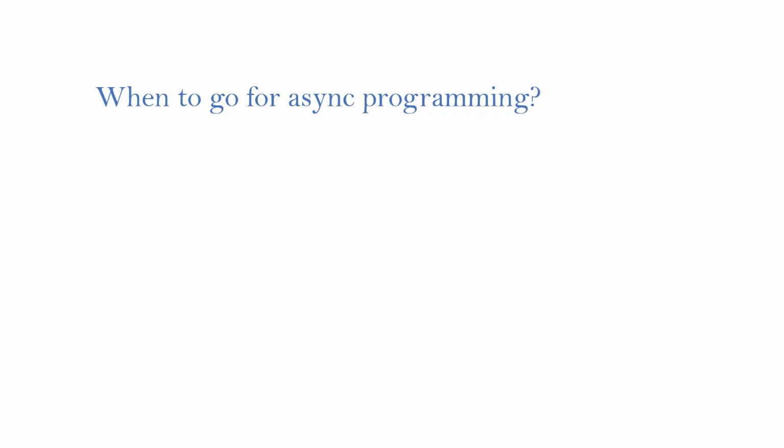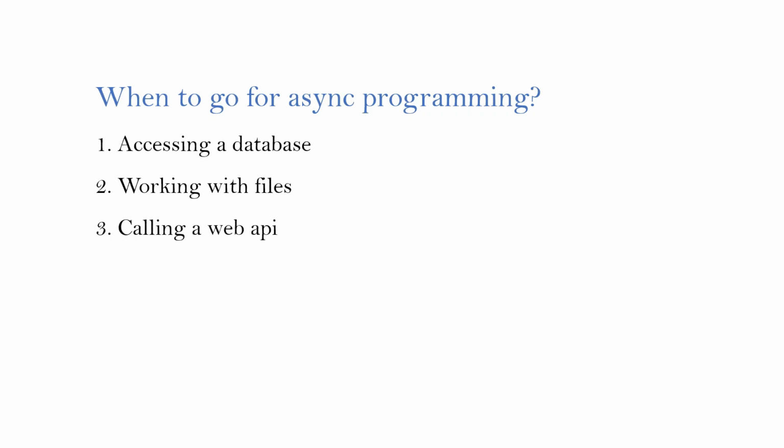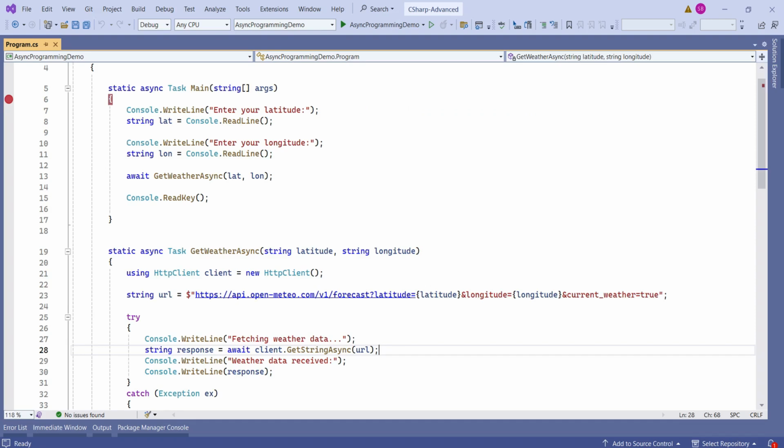Most common use cases for asynchronous programming are while accessing a database or working with files, then calling a web API or waiting for user input. In short, wherever we know that a task is going to take some time, then we can go for asynchronous programming. Now I'm going to show you how to implement asynchronous programming.